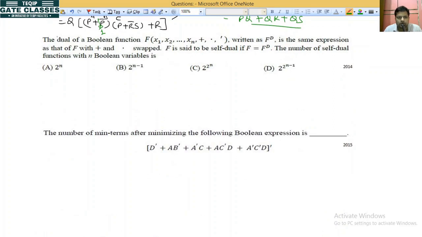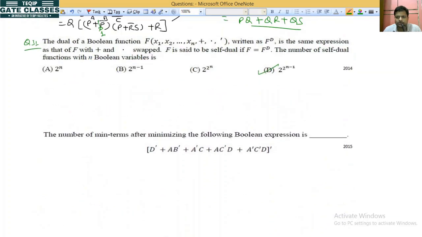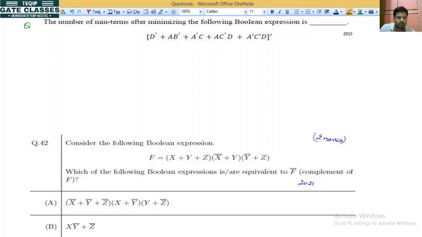Now the third question is: the dual of a Boolean function f, written as f d, is the same expression as that of f with plus and dot swapped. We know that f is said to be self dual if f equals f dual. Yes, we know that. So the number of self dual functions with n Boolean variables is, I have written that in the notes, that is 2 to the power 2 to the power n minus 1. Okay, so it is a 2014 year question. This is question number 4. It came in 2015 GATE.